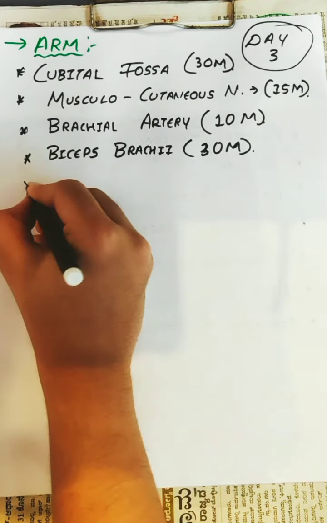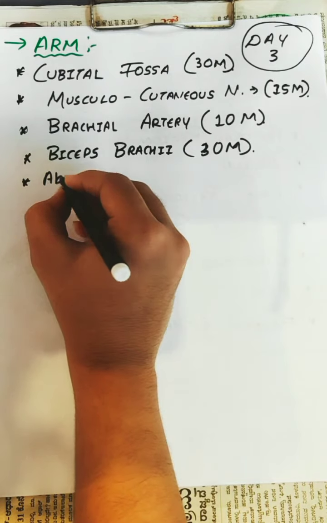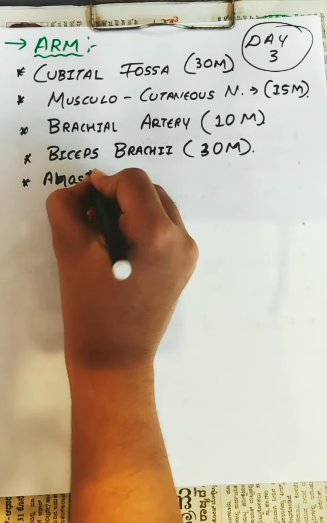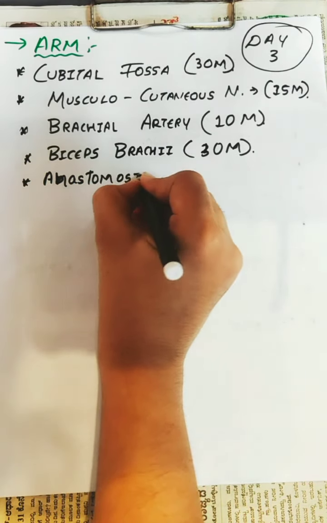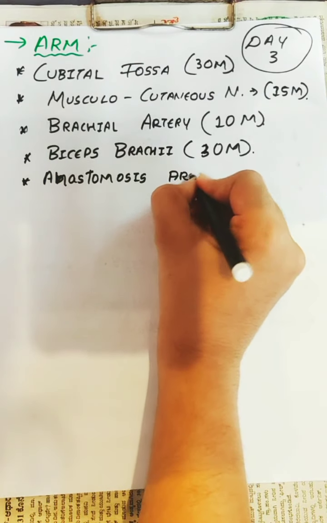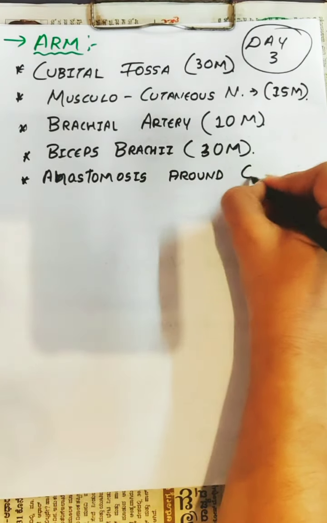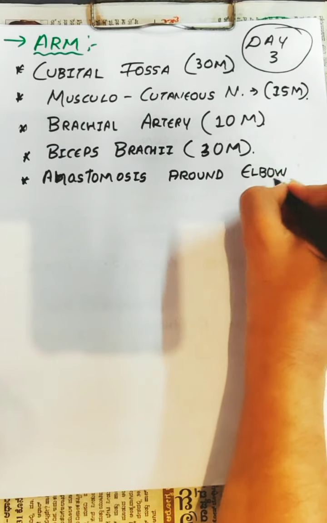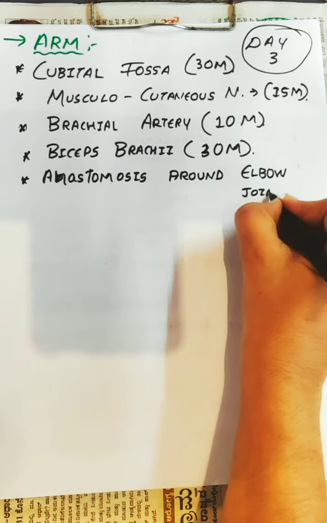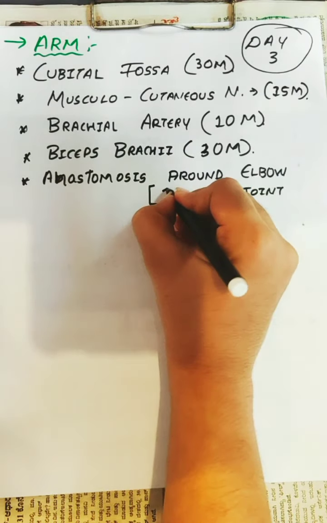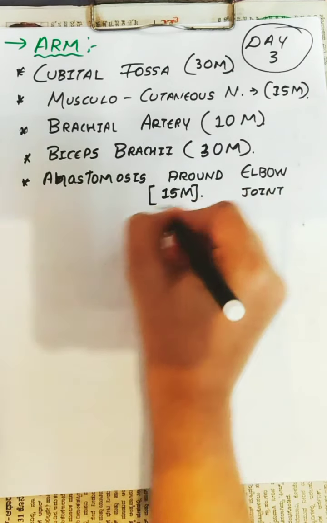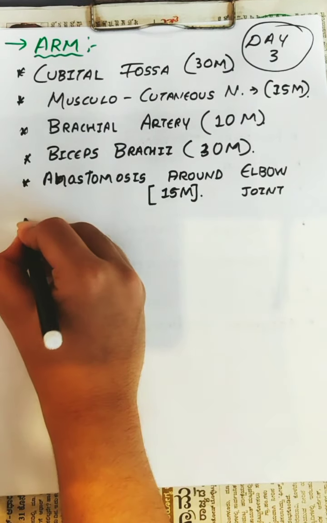Then you have to study 2 more topics. Anastomosis around the elbow joint. Take a maximum of 15 minutes. They might ask it for a 5 marks or 3 marks question.